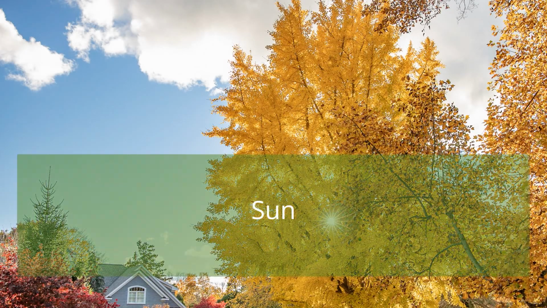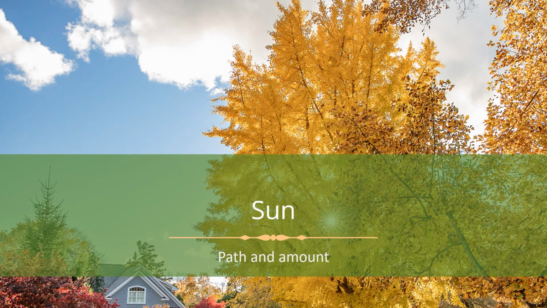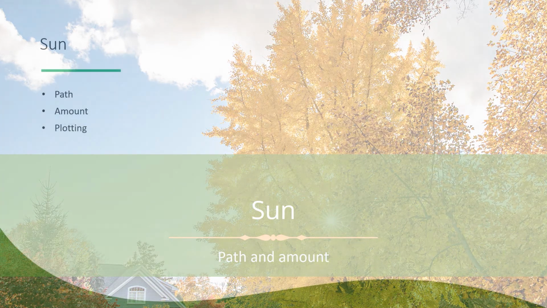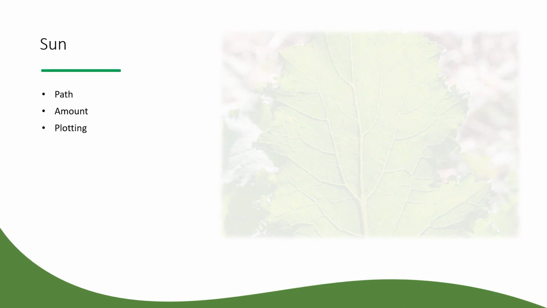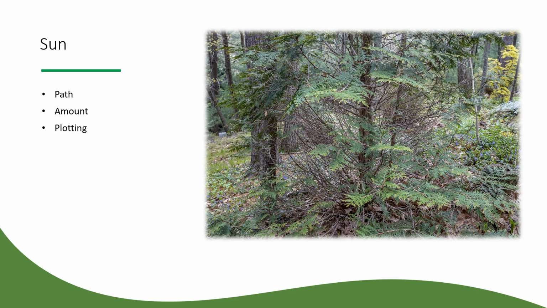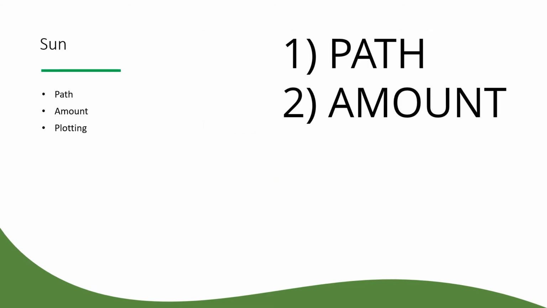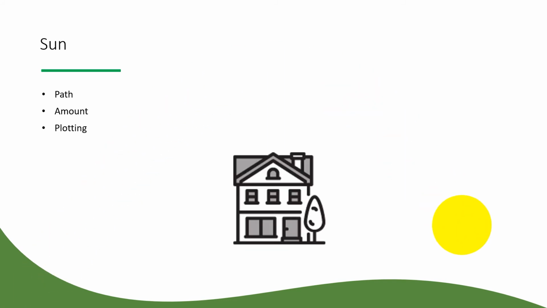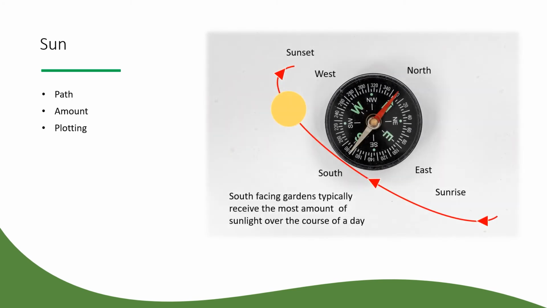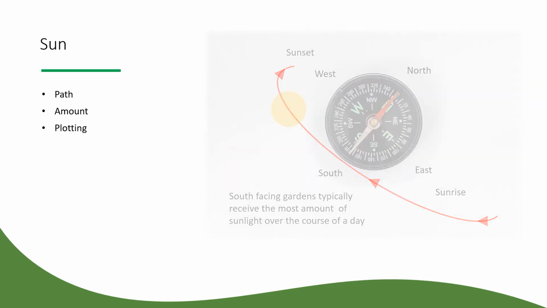Module 1, Lesson 3, Sun. Adequate sunlight for plants is essential. If they don't get the sunlight they need, they simply will not grow well. There are 2 things about the sun you need to know for your site analysis: the path and amount. First, you need to know the sun's path over your property. To do this, use the enclosed compass to find east and west. The sun will rise from the east and set to the west.